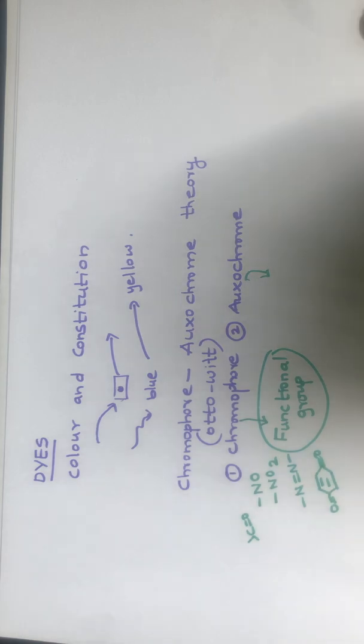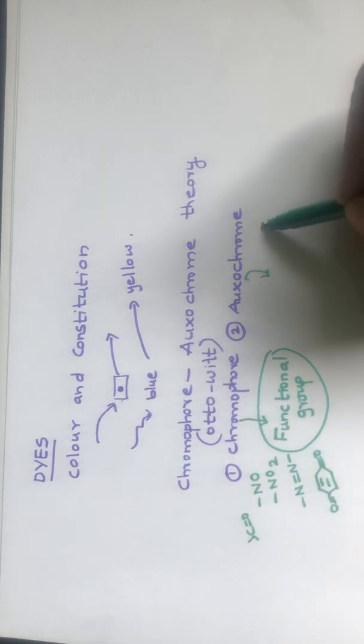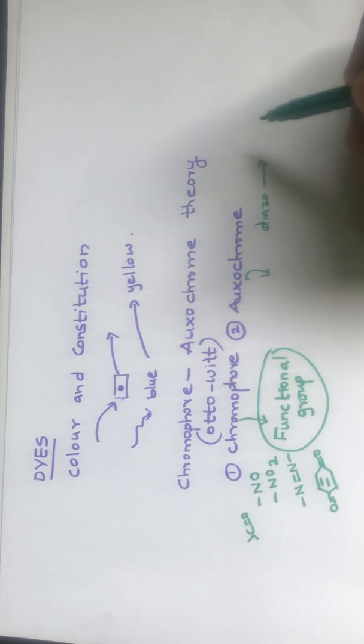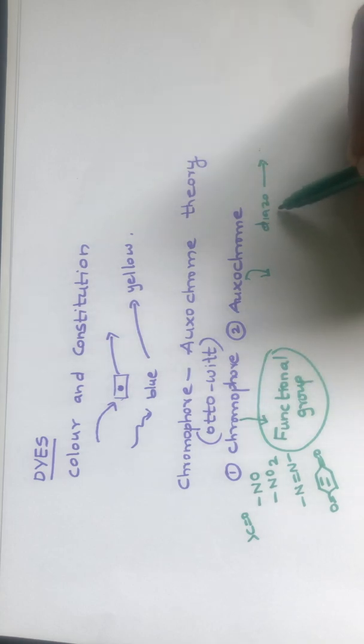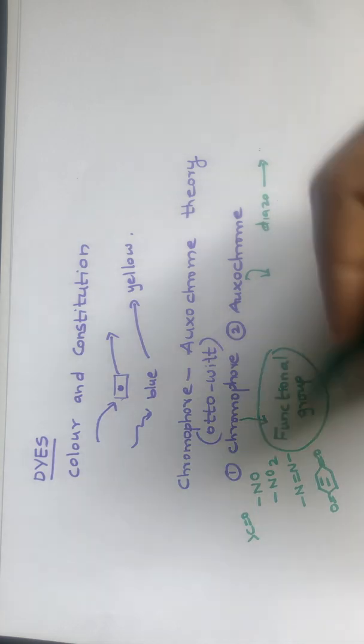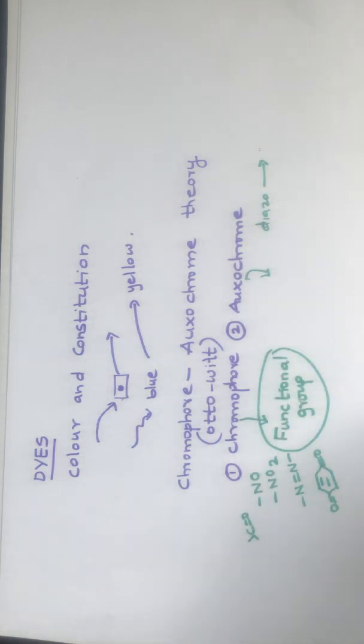For example, if there is a diazo compound that is yellow in color, I mean a deep yellow color, and if you introduce an auxochrome to this, the color will become deeper. That means it becomes a reddish yellow color.